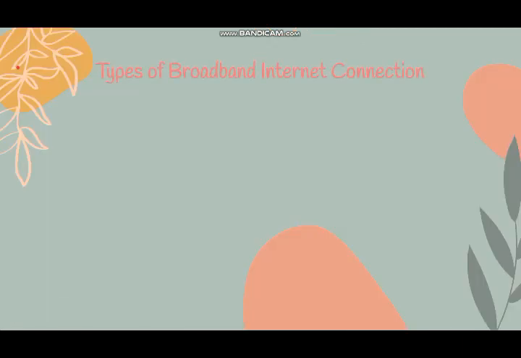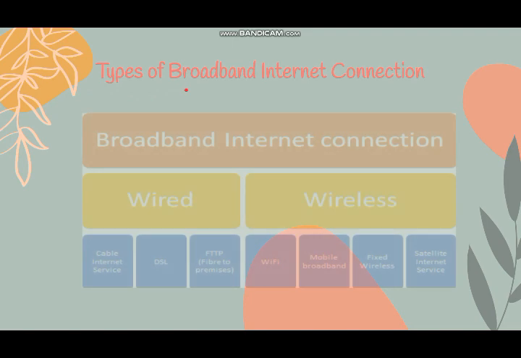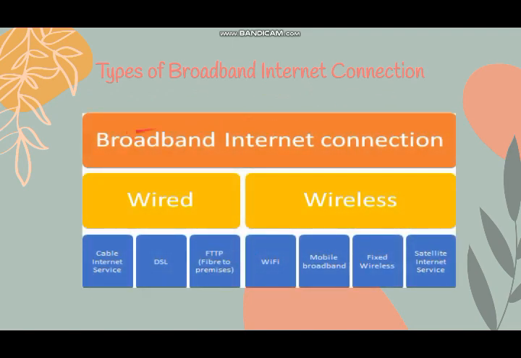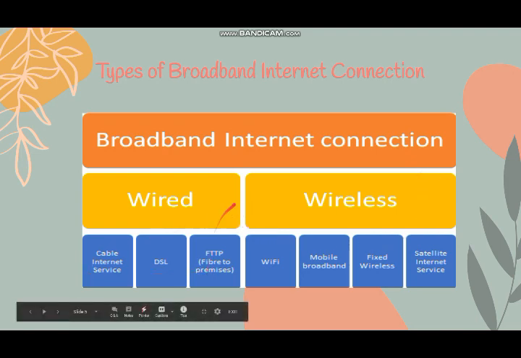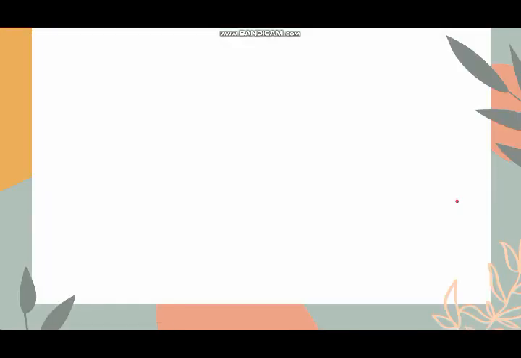Okay, now let's take a look at the different types of broadband internet connections. So in general, you have two, wired and wireless. So for the wired, we have cable internet service, DSL, and FTTP. As for the wireless, we have Wi-Fi, mobile broadband, fixed wireless, and also satellite internet service.